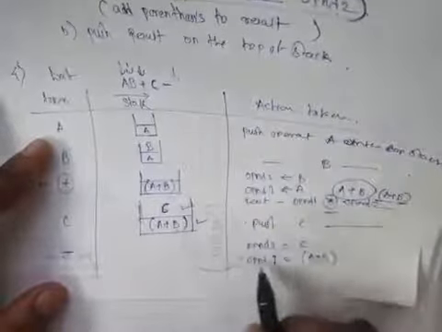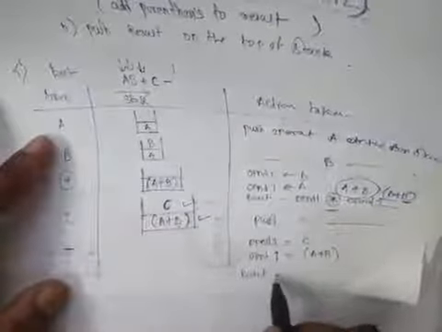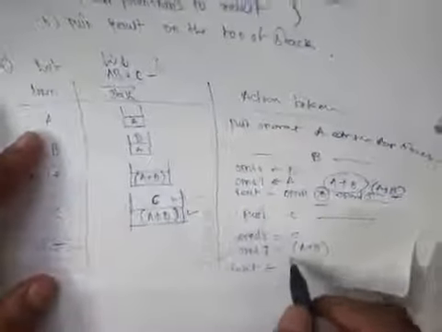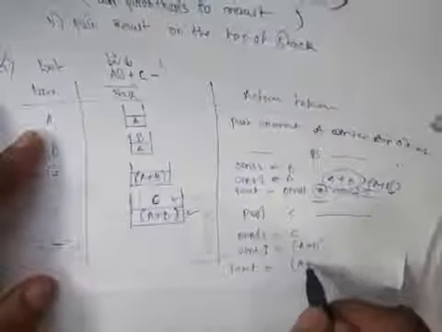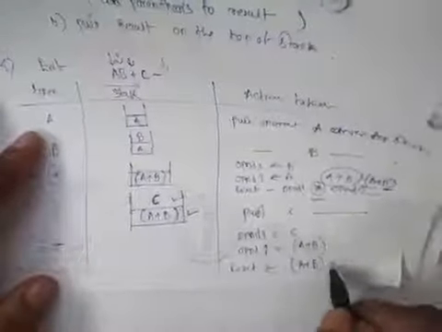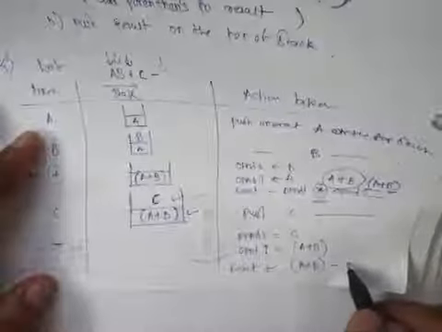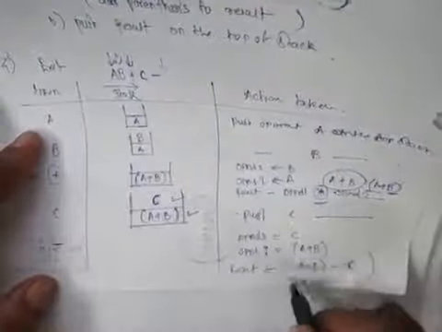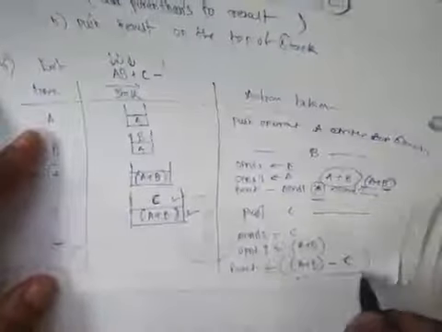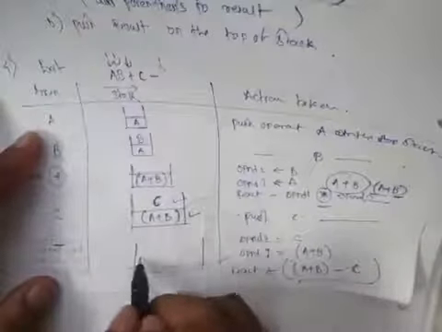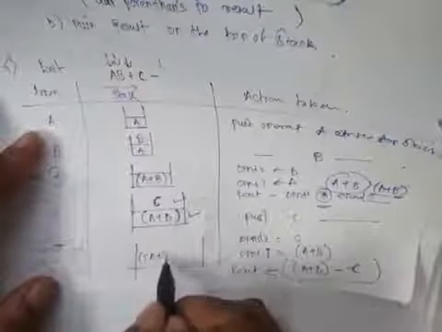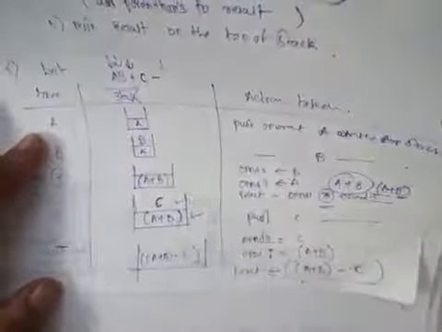Then in the result, we put the operator in between these two operands. So A plus B as it is, minus, this is the operator, and C. Finally we put a closing parenthesis around this complete result and push that on the top of the stack. So the final result we get is A plus B minus C and closing parenthesis.